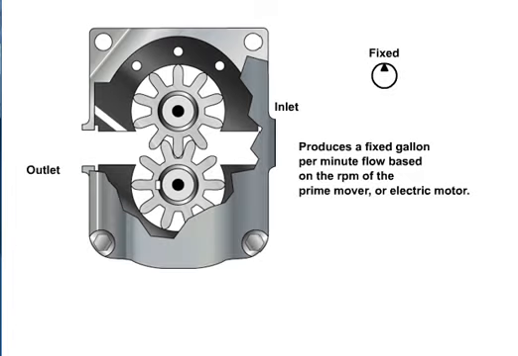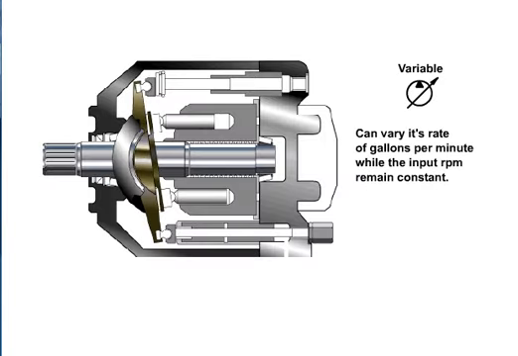There are two types of positive displacement hydraulic pumps: a fixed pump, which produces a fixed gallon per minute flow based on the RPM of the prime mover or electric motor, and a variable pump, which can vary its rate of gallons per minute while the input RPM remains constant. Although displacement is typically measured in volume displaced per revolution, output is measured in gallons per minute or GPM.